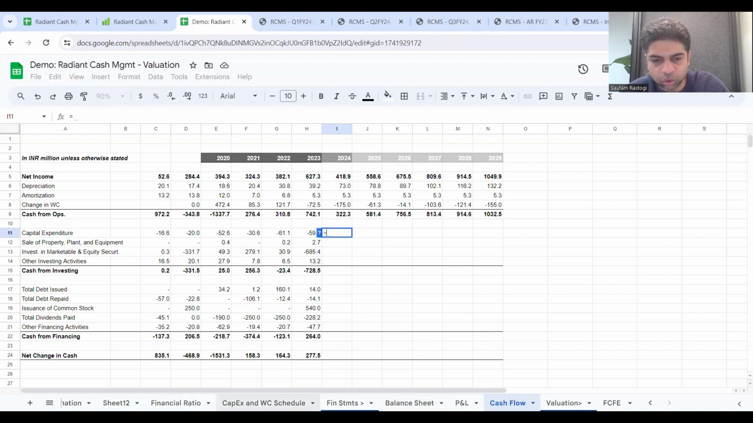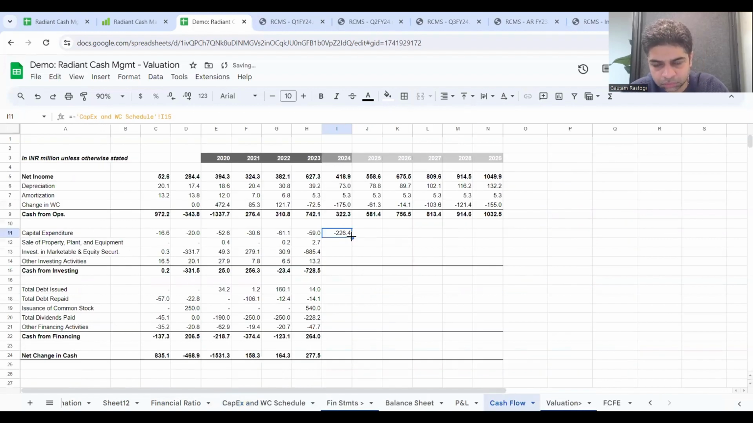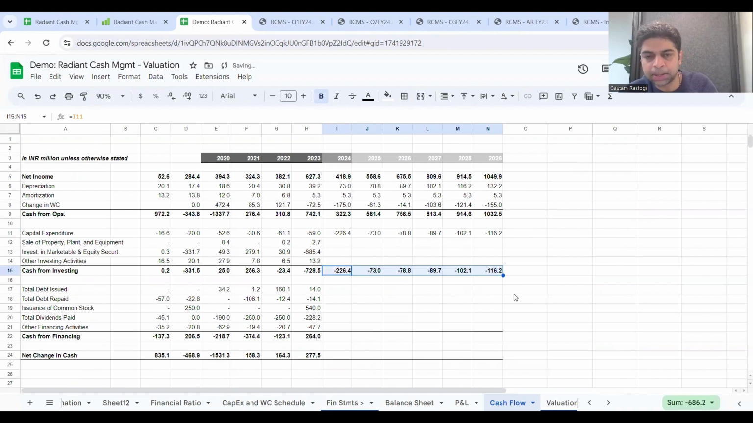Capex we already have, so we just go to the capex schedule, pull this capex number, and prefix it with the negative sign because this is a cash outflow. Okay, so this is done. This is our only cash flow from investing, so there is nothing else to model. Total debt issued and repaid is zero for us because we are not assuming that more debt will be raised or repaid.